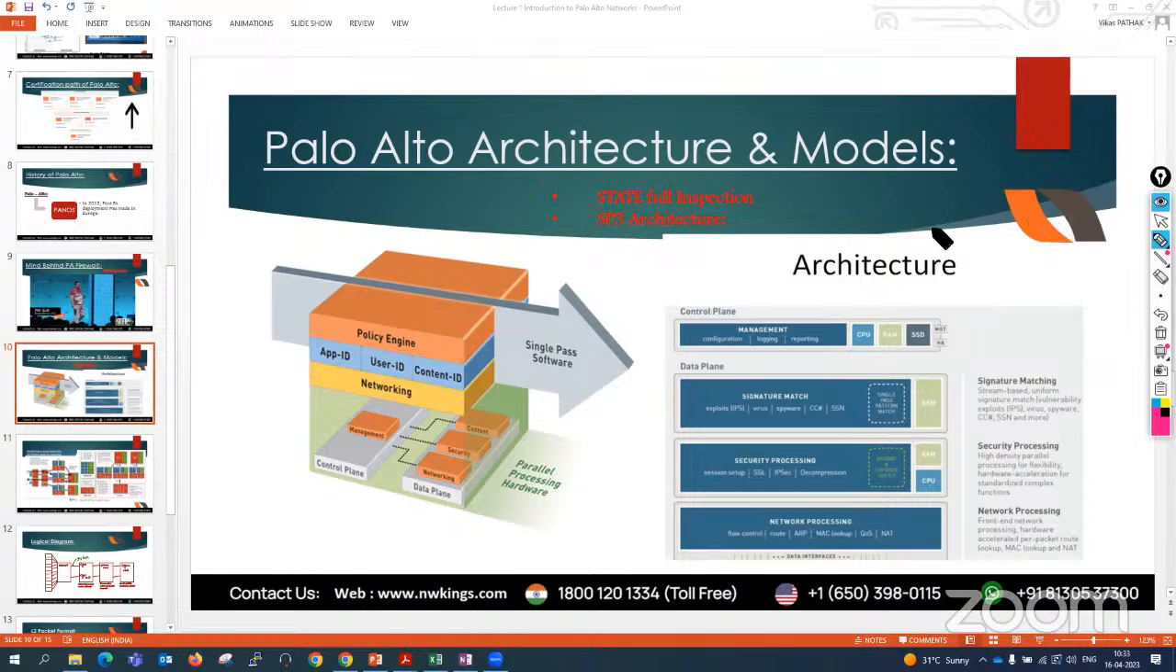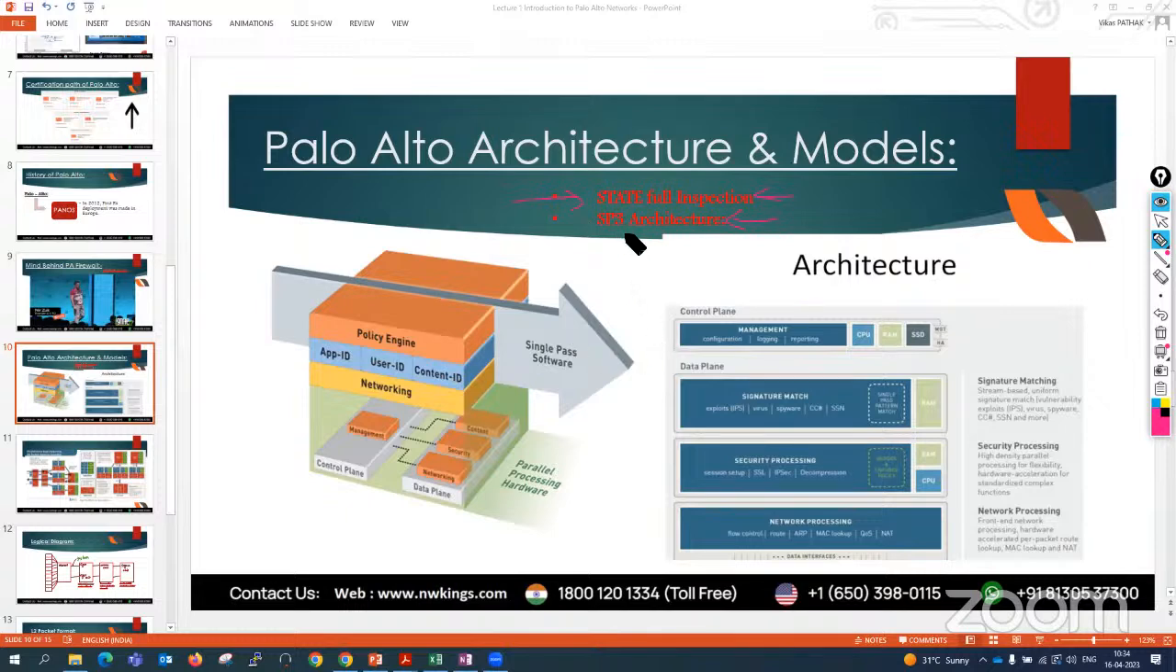What they said is that our architecture will use two things. First thing will be stateful inspection. Second thing is SP3 architecture. We'll come to the stateful inspection in some time. Although we have already discussed stateful inspection in yesterday's class, it's not an issue. Since today is the first class, we'll discuss this again.